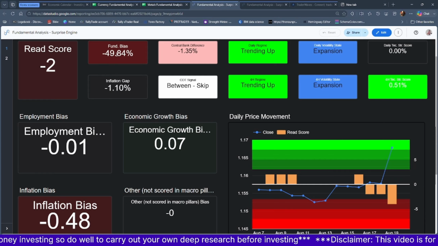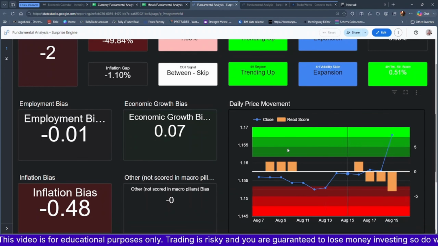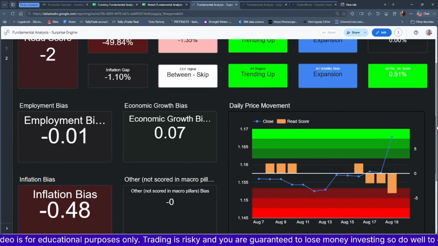And where is the economic data really coming from? Take a good look at the employment bias. It is just -0.01%. It is really small. The economic growth shows that the euro has a slightly, and that slightly is stressed, better situation. However, inflation is where the whole story turns apart. The US dollar has better inflation metrics than the euro currently. And then we have other data that isn't making any move.